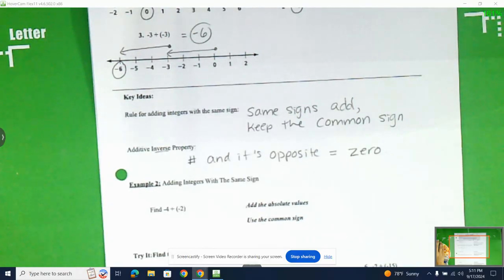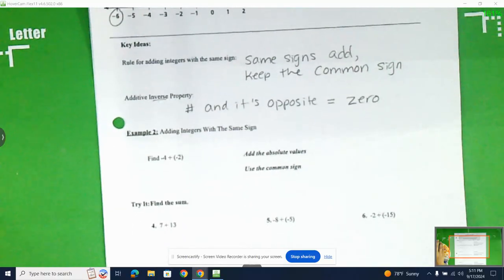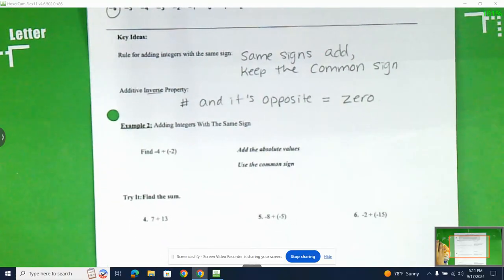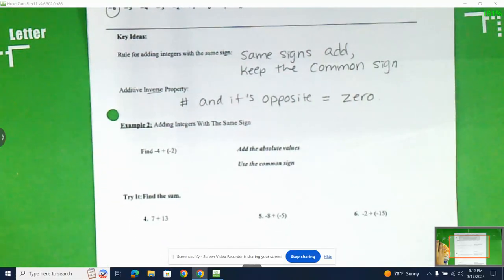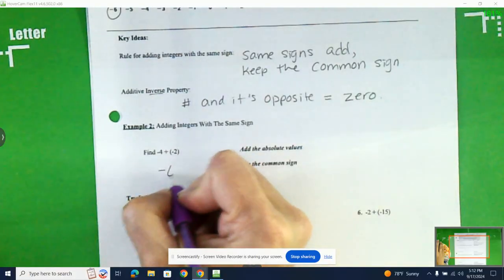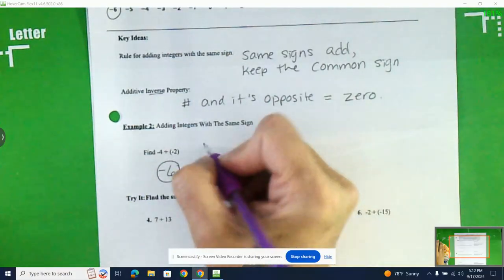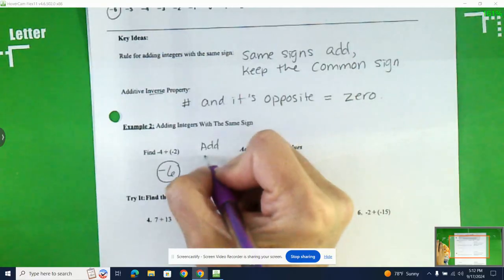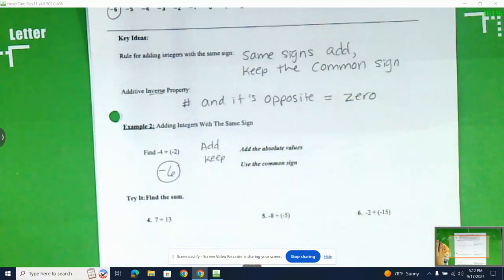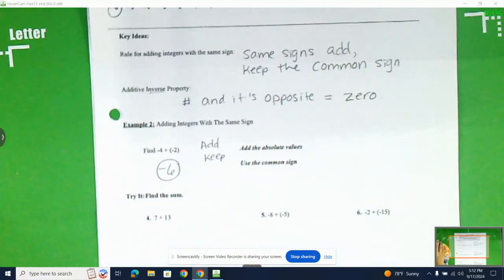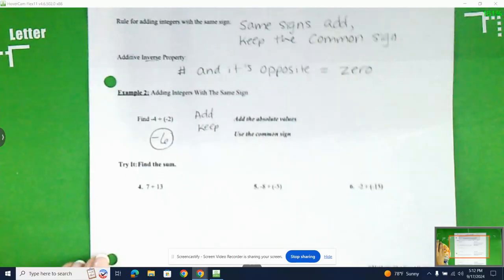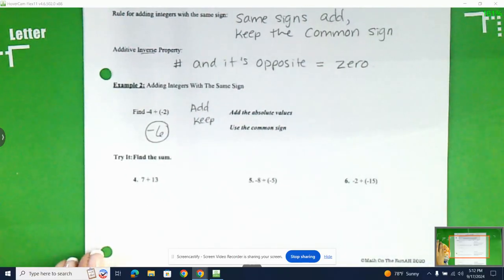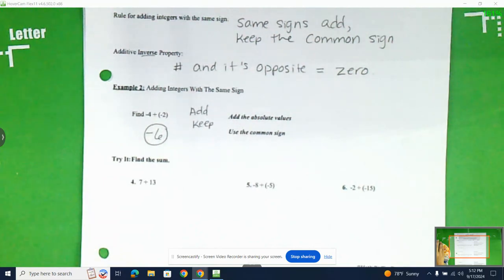Okay, adding integers with the same sign practice. Here, example number 2, we have -4 plus -2. That's altogether -6. I'm going to add and keep the sign. Go ahead and try the next 3 questions. Click pause, and then when you come back, you can check your answers.